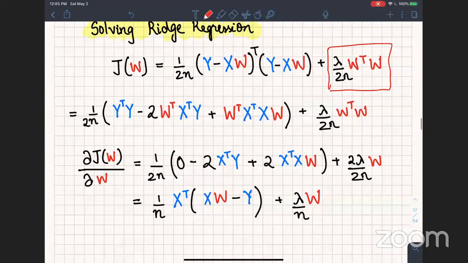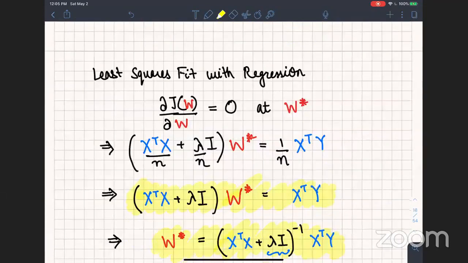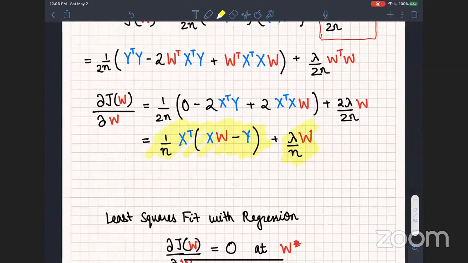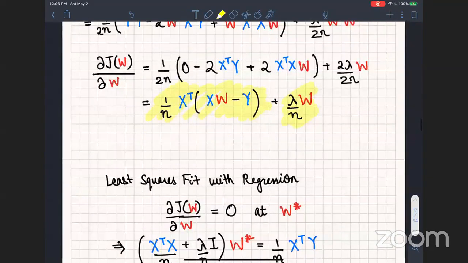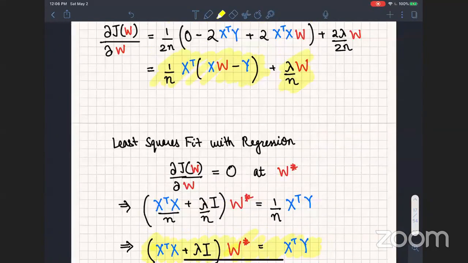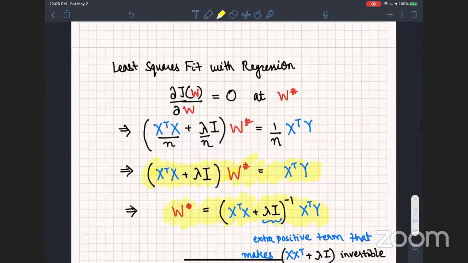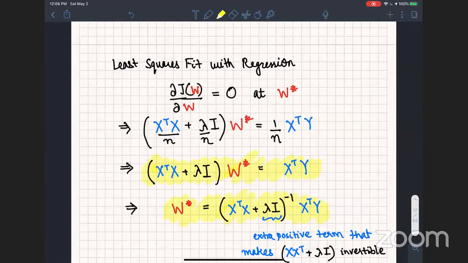If you take the derivative of all these things, you will end up having this equation. The left-hand side is from the usual mean square error, and the right-hand side is coming from the ridge expression, and that's where the 2 and 2 got canceled. You have lambda by n w. Now if you take this gradient, dJ by dw, this is the gradient formation. What you have to do is put this gradient equal to zero at some w star, just like our usual way of doing it. So now you would get some w star which is of this form.